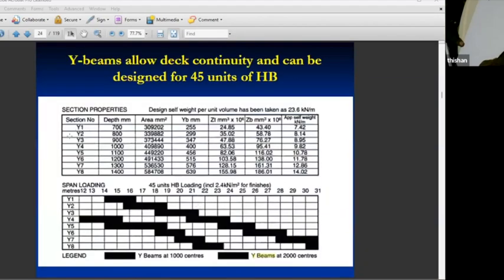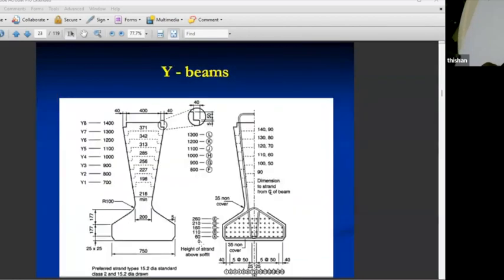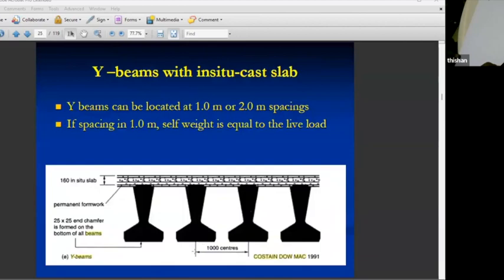And again, for any of these, you can get a chart like this, and on the chart, you get the spans possible as well. This is with 1000 millimeter centers, and this is with 2000 millimeter centers. So you can actually keep a gap. Right. So this is how the bridge looks like. This is the Y-beam variation.